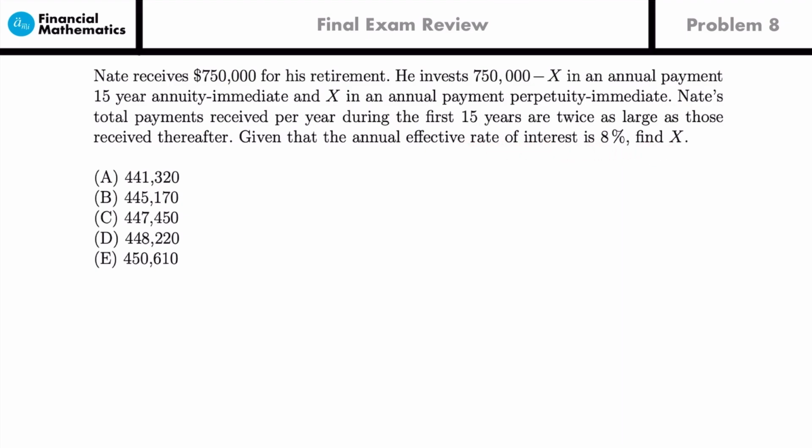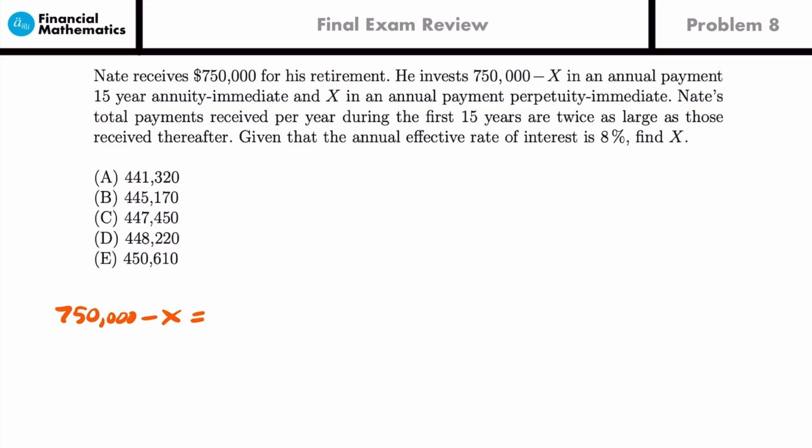Okay, so in this problem, it looks like we're just working with some different annuities. In fact, we actually have a perpetuity as well. And so let's write down everything we know about the annuity and perpetuity in this problem. We know that Nate is going to invest $750,000 minus X in an annual payment 15-year annuity immediate. So let's write that down. $750,000 minus X would be the present value of that annuity. So you would have $750,000 minus X equal to the present value of that 15-year annuity immediate.